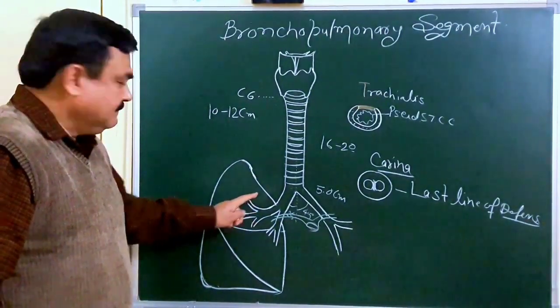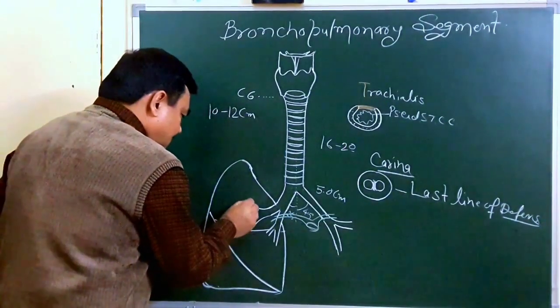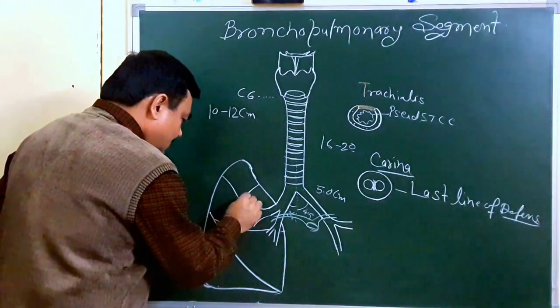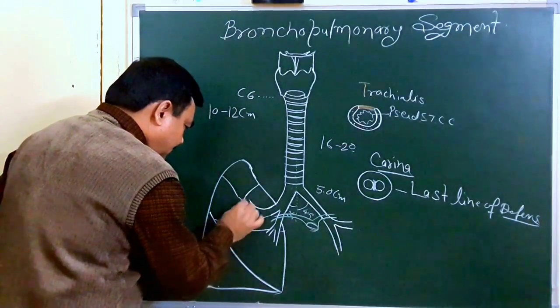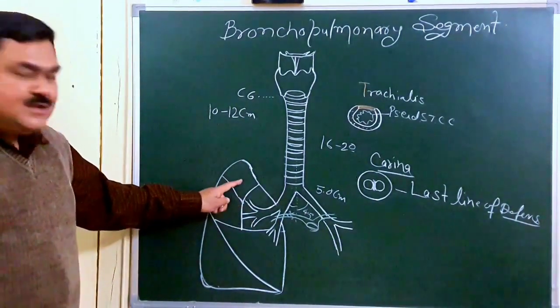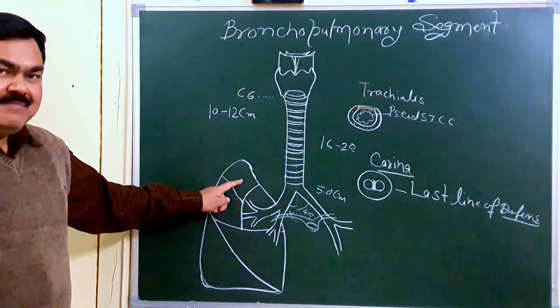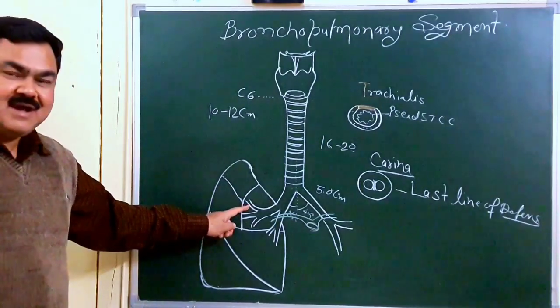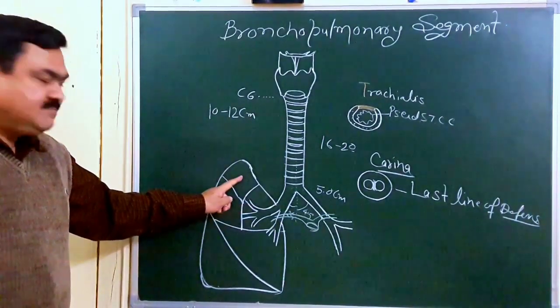Tertiary bronchus gives supply or aerates the bronchopulmonary segment. So bronchopulmonary segment is the area of lung which is aerated by tertiary bronchus. This is tertiary bronchus. This is bronchopulmonary segment.